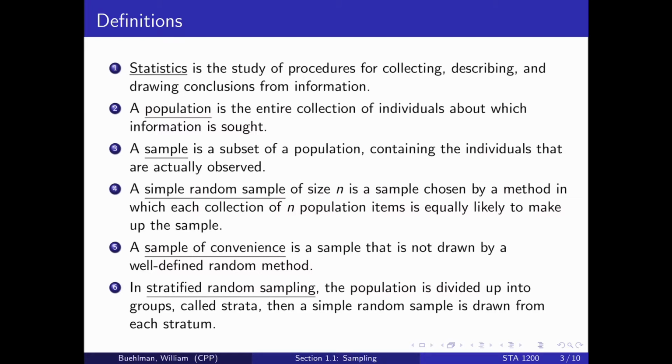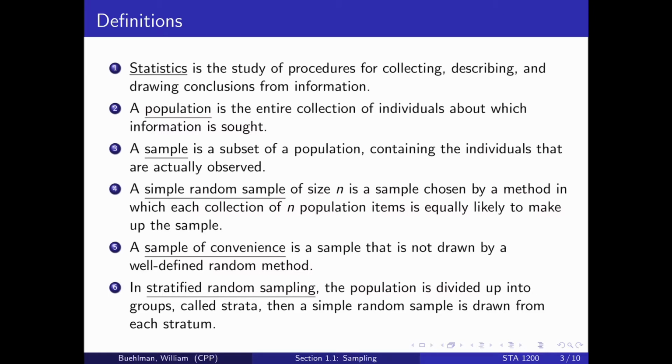So the preferred is a simple random sample. In a simple random sample, a sample of size n, however many we want, is conducted in which each person in the population has an equal chance of being chosen. So if we have 100 people, all 100 people have the exact same chance of being chosen.